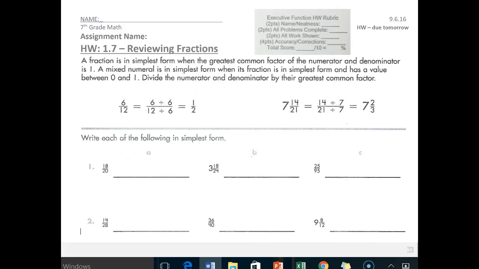So tonight I'm going to help you out with homework 1.7, reviewing fractions. Please make sure whatever I write down in this paper goes on your paper. Watch the entire video, show all work. To prove to me you watched the video, I want you to write this BC logo.